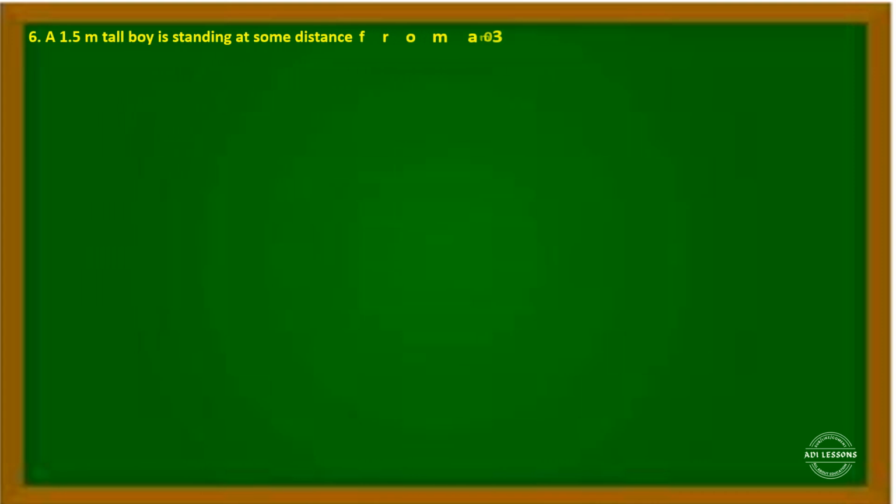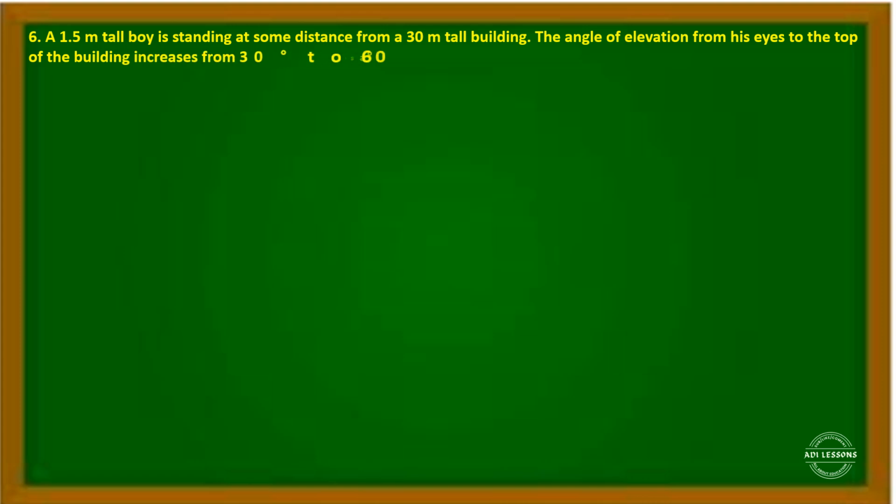A 1.5 meter tall boy is standing at some distance from a 30 meter tall building. The angle of elevation from his eyes to the top of the building increases from 30 to 60 degrees as he walks towards the building. Find the distance he walked towards the building.